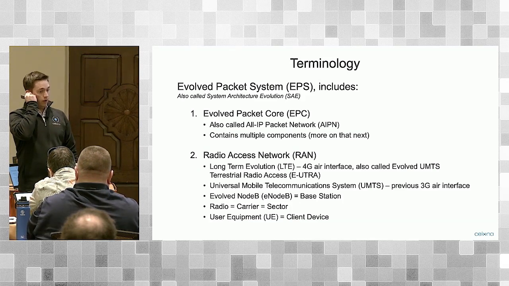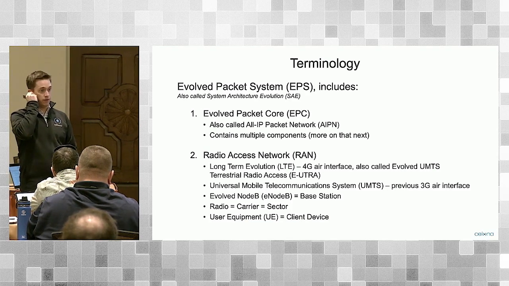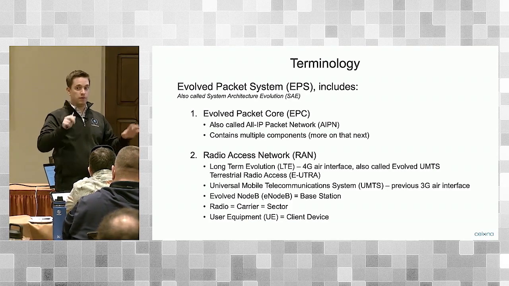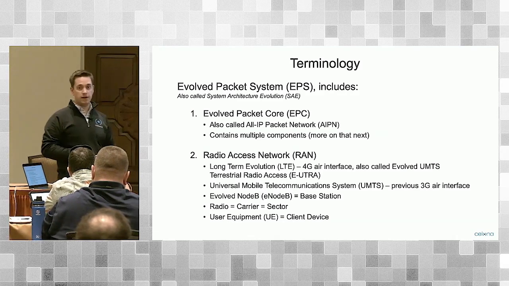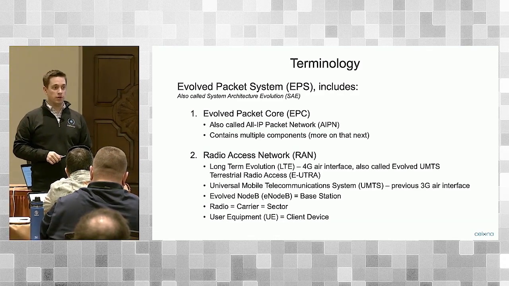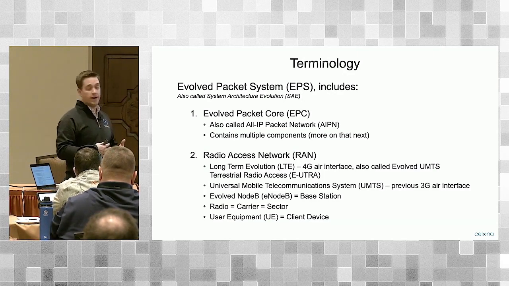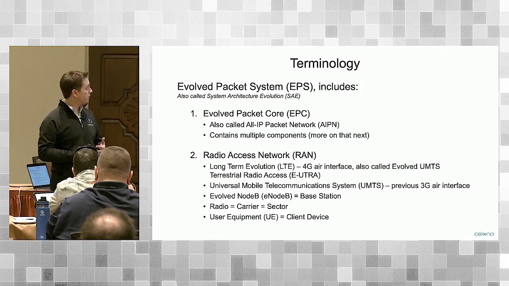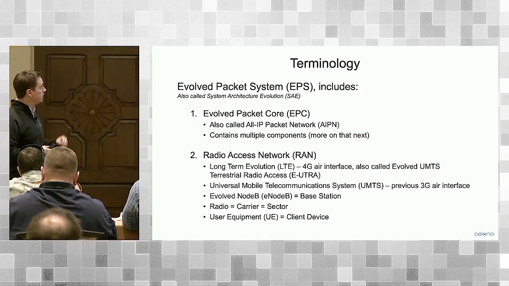So, terminology. Starting from the overall system, it's typically called an evolved packet system. And what that includes is two main functional areas, and one is the RAN and one is the core. So an evolved packet system is composed of those two items, the RAN and the core. The RAN stands for radio access network, and the core, evolved packet core, is the terminology for the core.